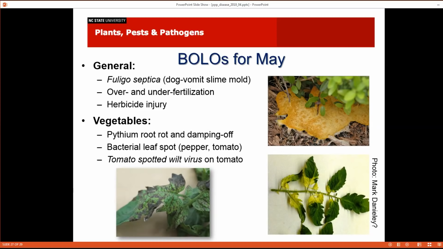Herbicides. Some people see herbicide injury, from herbicides that came in through the roots.